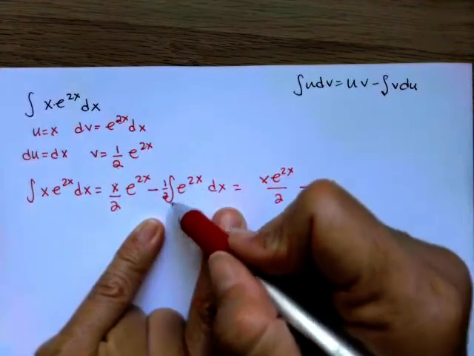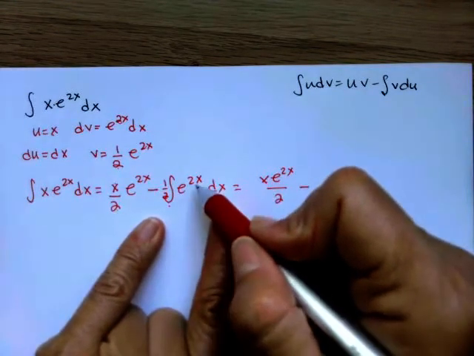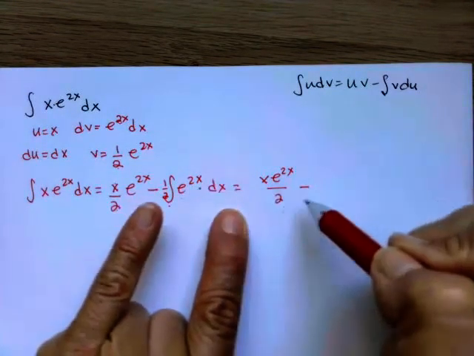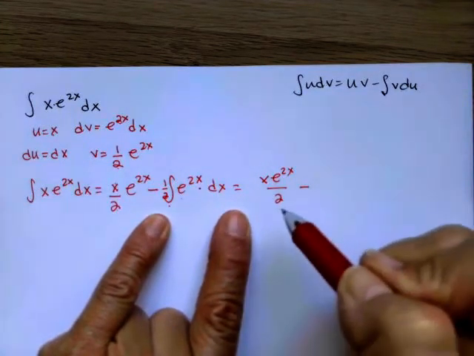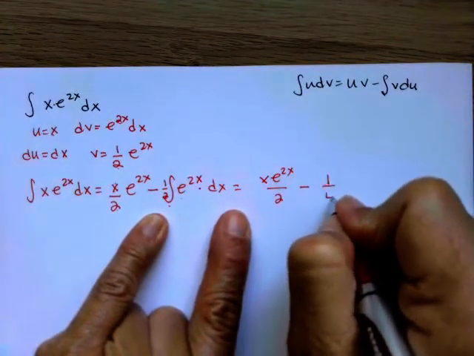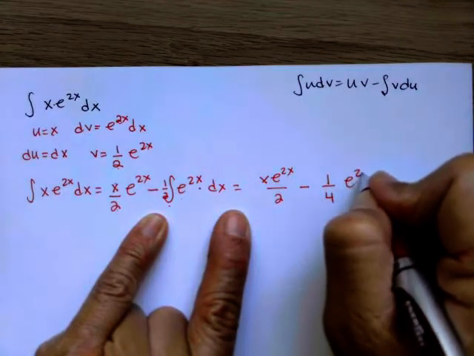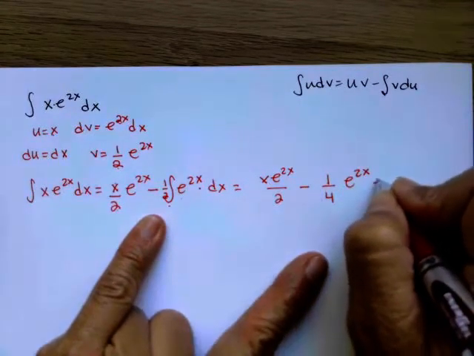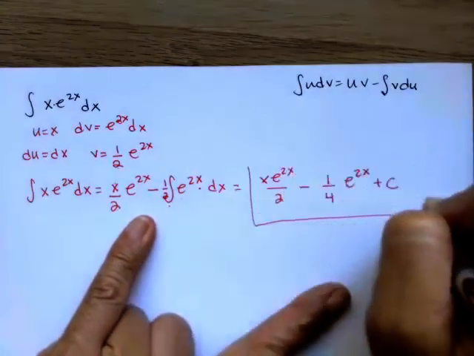So I have another k that comes out in front on the bottom when I'm integrating e to the 2x. So there's a 1/2 to start with. There'll be another 1/2 that comes along. So 1/4 e to the 2x. And then again, plus c.